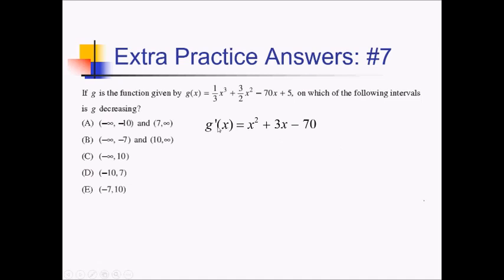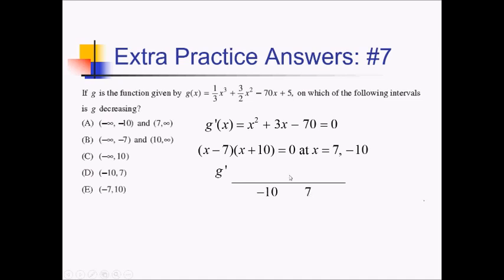So I want to figure out where this thing equals 0. To do that, I'm going to factor things that multiply to negative 70 and add up to 3. That would be, let's see, negative 7 and positive 10. So then we can say that x equals 7 and negative 10 for critical values. Let me put those on my g prime number line here. So negative 10, positive 7.